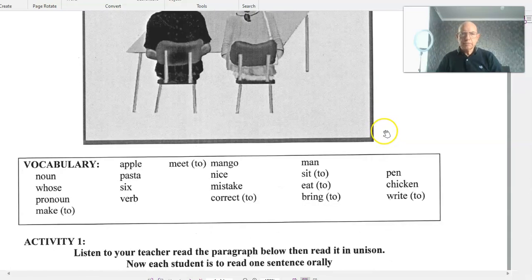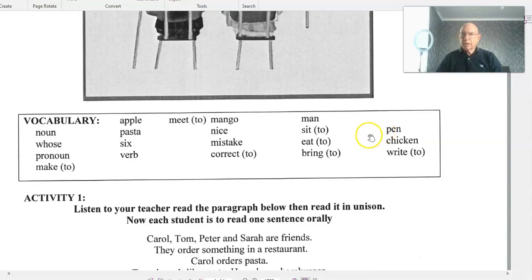So I'm going to scroll down here. First off, here is some vocabulary for this part of the lesson. Apple. I think most of you know what that is. Apple. I see there are some words that are too close together. To meet is to gather in one place, like meet for a meeting, meet for class, and so forth.